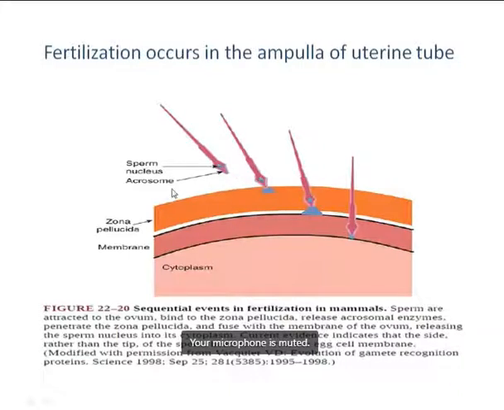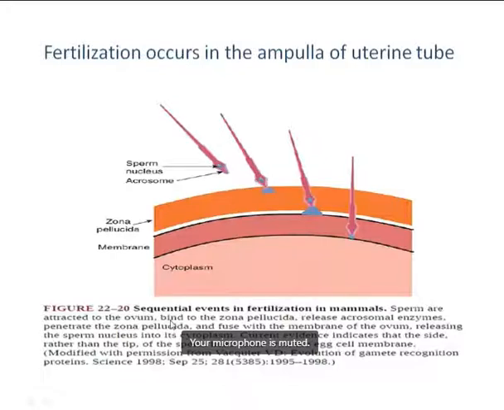Now the sperm reaches the zona pellucida, and it will bind to the ZP3 receptor. When the sperm binds to the zona pellucida, the acrosomal reaction occurs, and that releases the acrosomal enzymes.